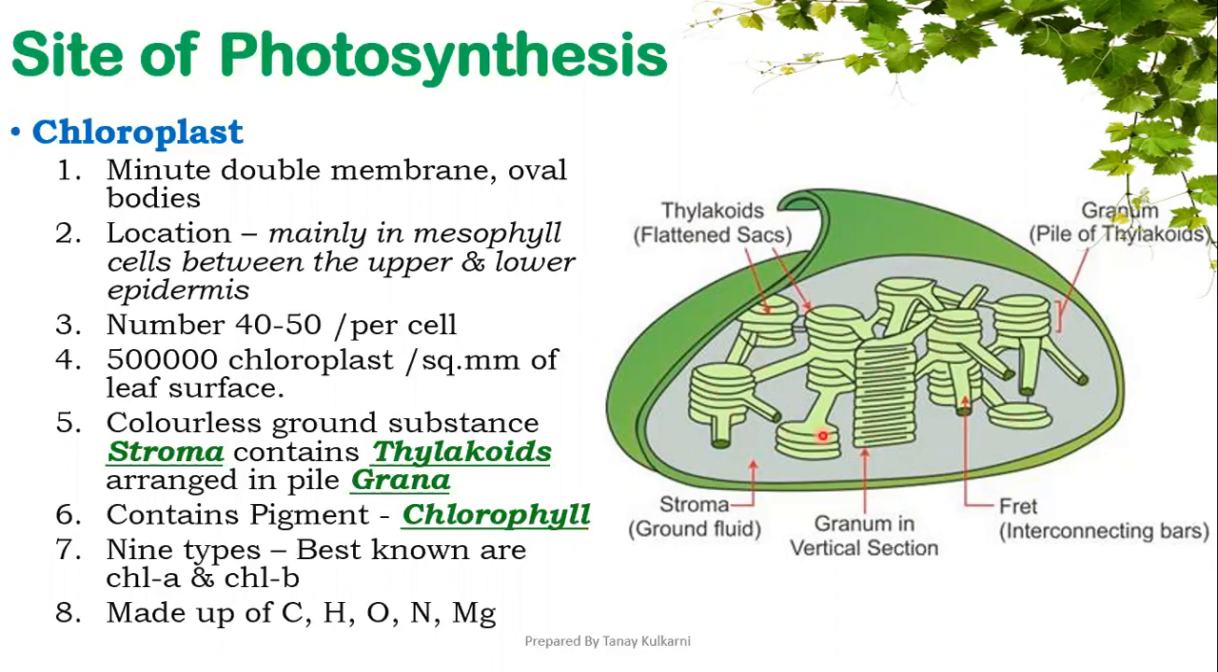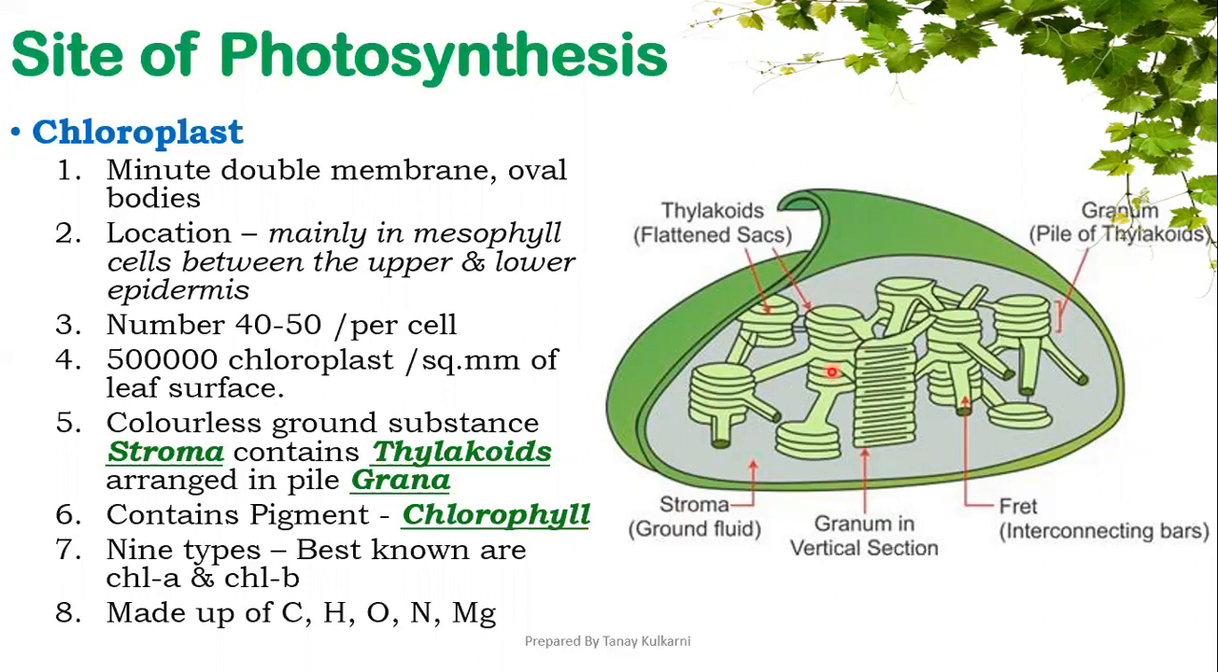So I can see that there are multiple granum present in the chloroplast. I will use the word grana for it. Granum is the singular word, grana is the plural. Each granum is connected by a line or a structure that is called frets, or it is also called stroma lamellae. These grana are embedded in a ground substance, and this ground substance is called stroma. You can compare the stroma with the cytoplasm present inside the cell.